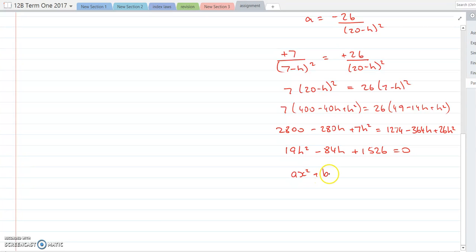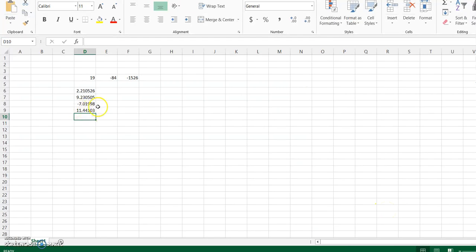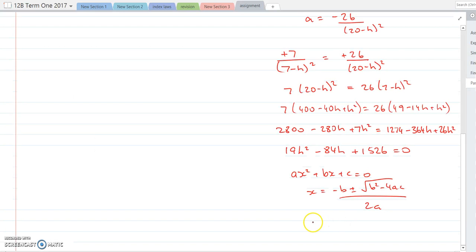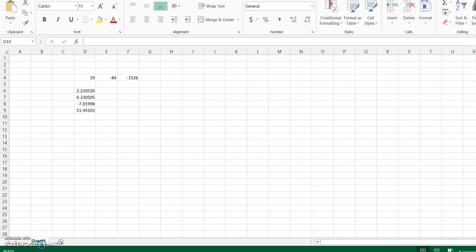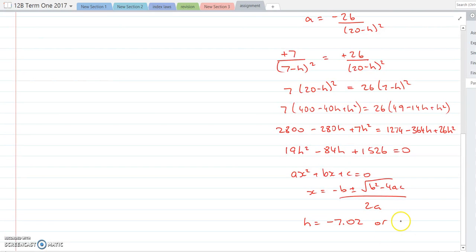To solve that, I could use the quadratic equation: if you have ax squared plus bx plus c equals 0, x is minus b plus or minus the square root of b squared minus 4ac, over 2a. If you do all that, you get, I hope this is right, h equals negative 7.02. Or, of course, you get two answers usually with this, 11.44.